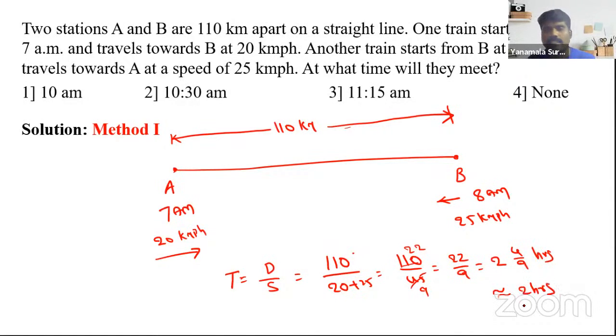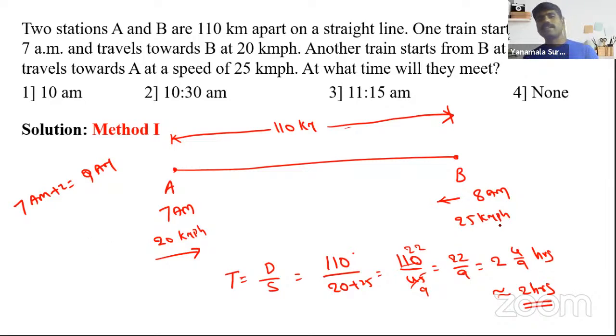See, this is not the correct way to solve this problem. Just for the time being, I'm saying 2 hours, right? I mean to say that from 7 a.m., if I had taken after 2 hours, they will meet at some point. 7 a.m. plus 2 equals 9 a.m. From station A, exactly at 9 a.m., the two trains meet each other.